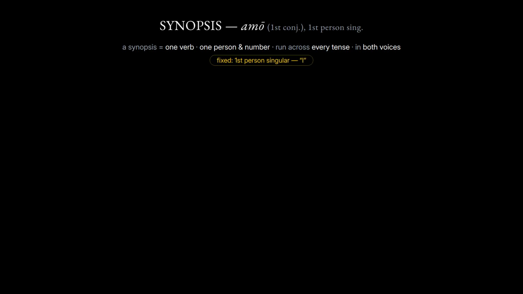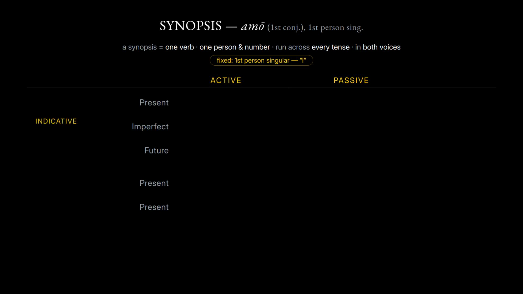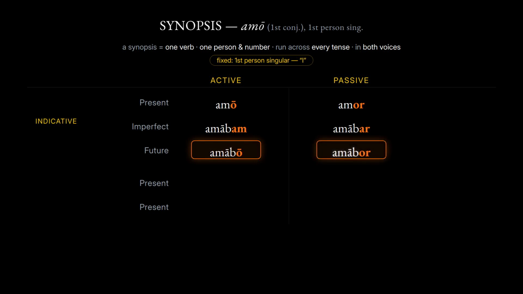Now the first skill, the synopsis. To give a synopsis is to take one verb, fix a single person and number. Here, the first person singular, meaning I, and run it through every tense in both voices at once. Here is the model, the verb meaning to love. First, the 3 indicative tenses, active beside passive, present, imperfect, future. Amo, amor. Amabam, amabar. Amabo, amabor. I love and I am loved.